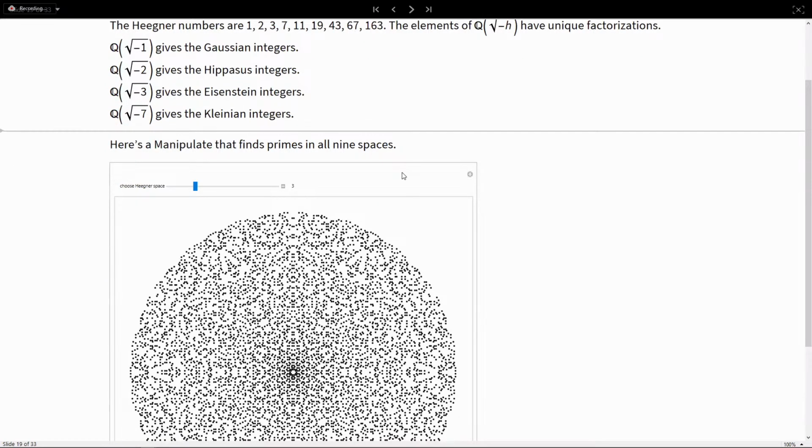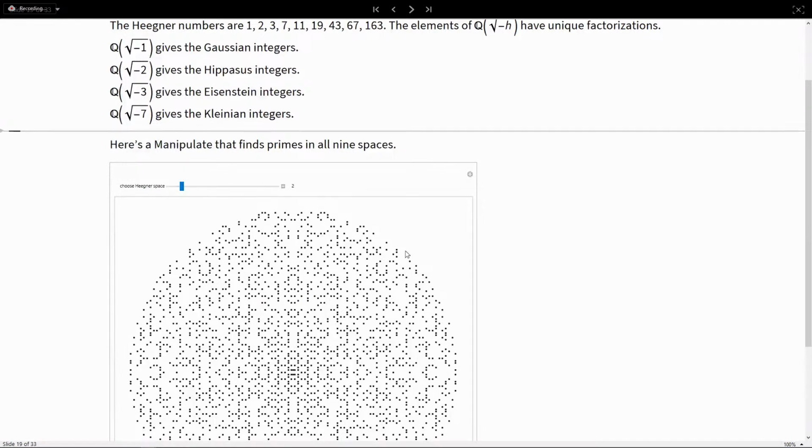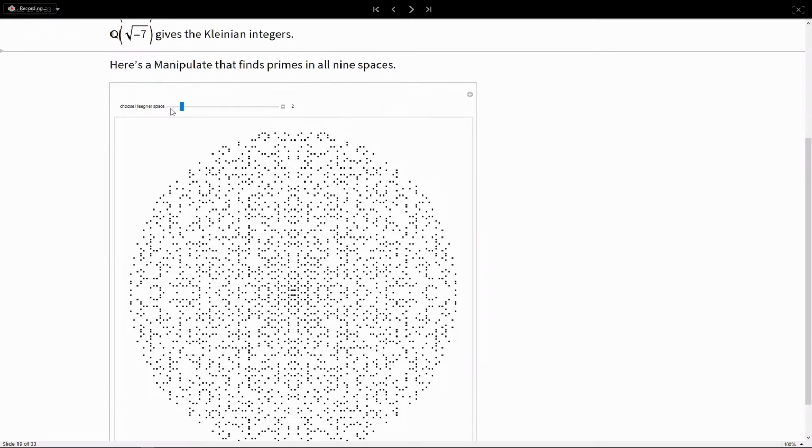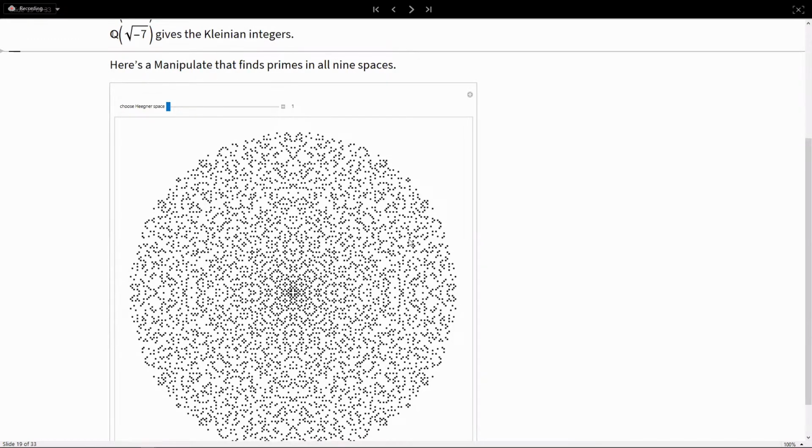Well, nobody looked at the square root of -2 all that much. Hippasus in Greece was killed about 3,000 years ago because he proved that the square root of 2 was irrational. So I figure in his honor that this particular space should be called the Hippasus integers. And let's see if we can show those here. These are the Hippasus integers that are primes, and then these are the Gaussian primes here.